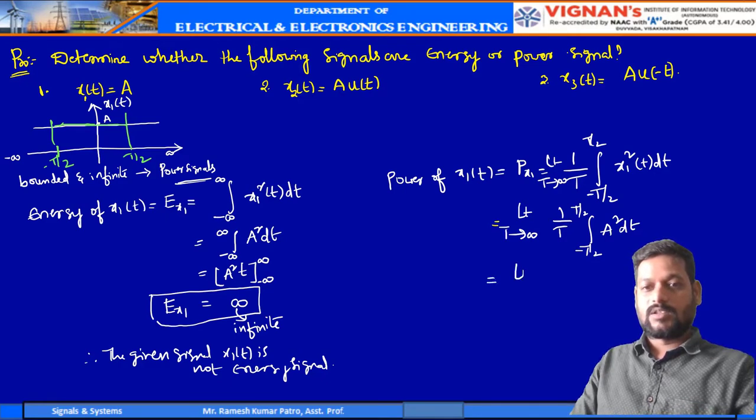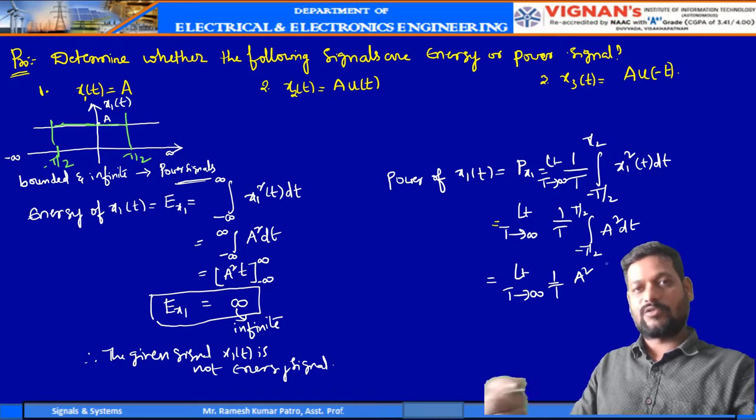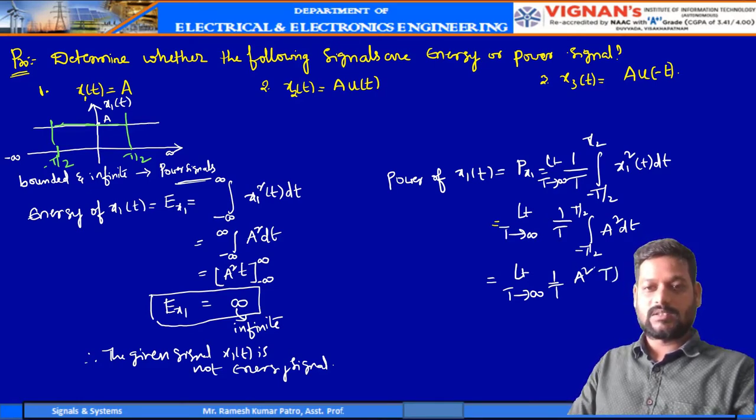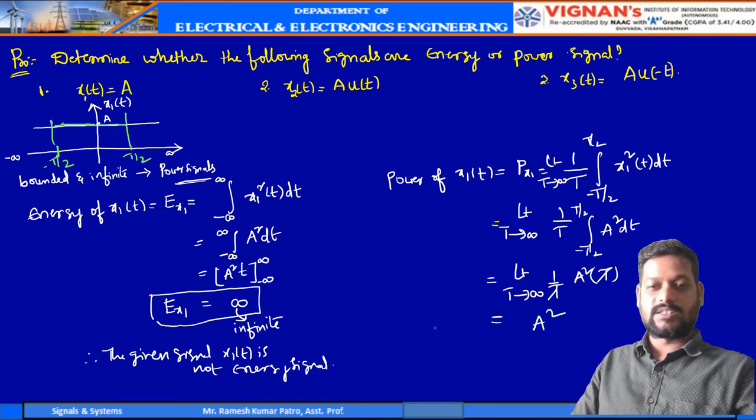Now, if we simplify further, it will be 1 by T times a square. The integration will be t, and if I substitute the upper limit T by 2 minus the lower limit minus T by 2, so T by 2 plus T by 2 will become T, right? So it will be capital T, and these two cancel. So I am left with a square. This is the power of the given signal.